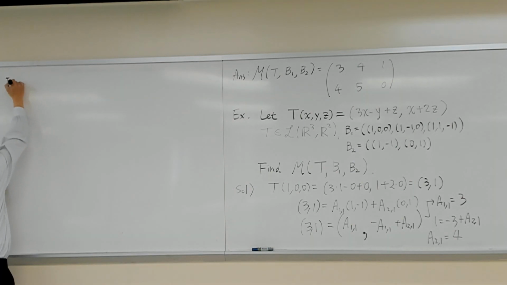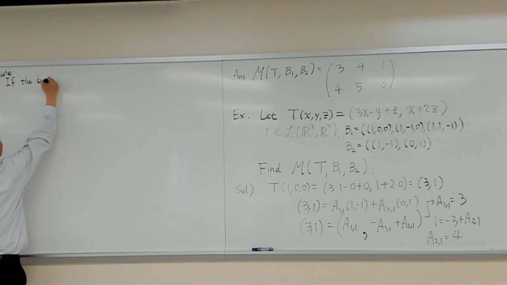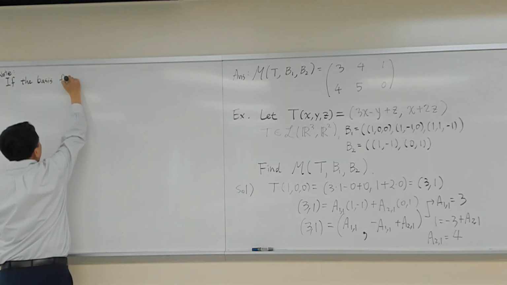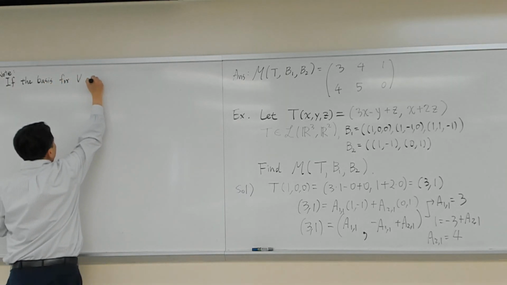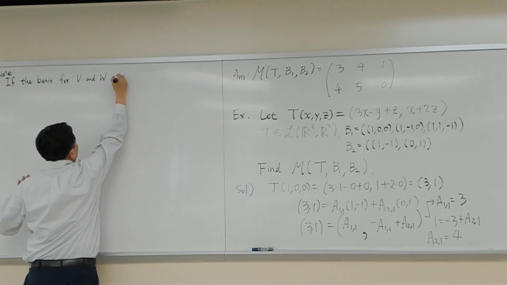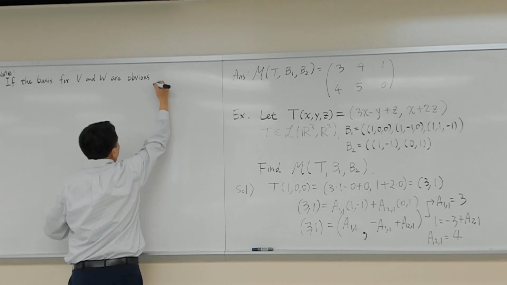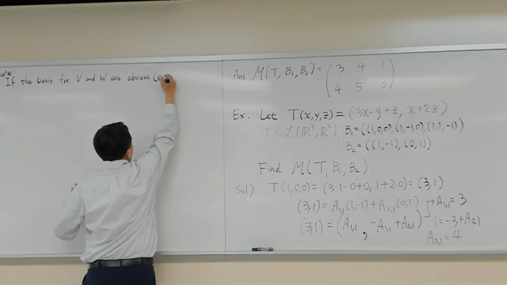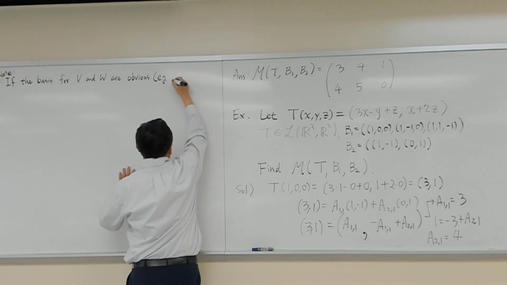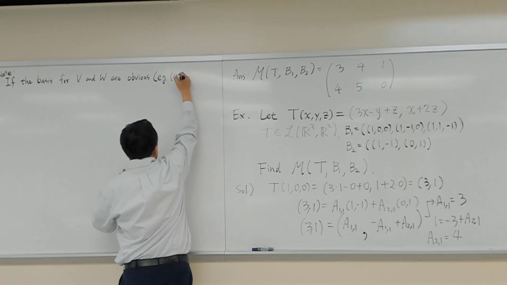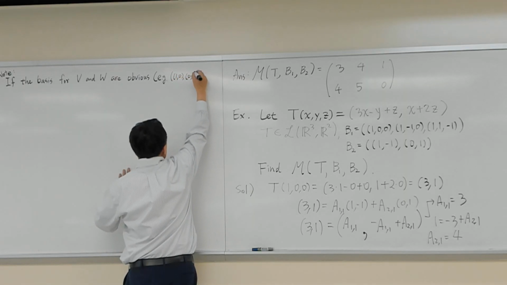So, maybe I should say, note: if the bases for V and W are obvious, so, for example, if you have (1, 0) and then (0, 1) for R2.